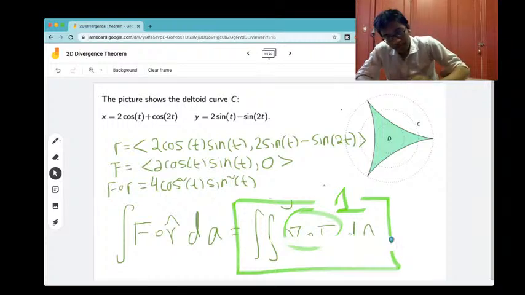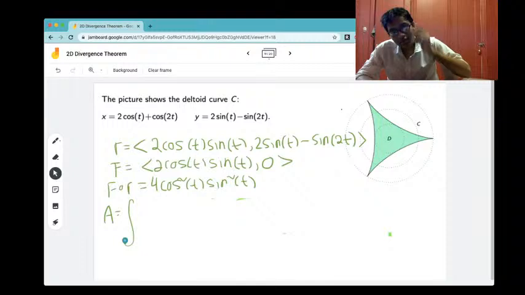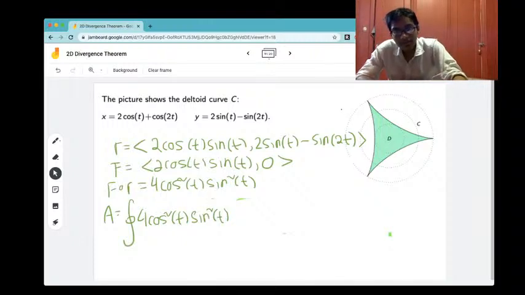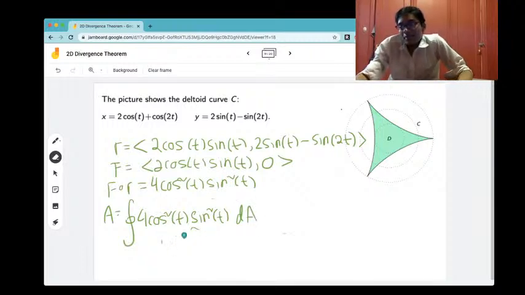Okay, so now I can say that the area of my deltoid is going to be the line integral of this 4 cosine squared of t sine squared of t. Should I multiply it by anything? I don't think so, right? I think that's pretty much it, unless I missed something, because I was supposed to do F dot r, right, times dA. Okay, so that's F dot r right there. Okay, and I have to calculate the line integral, right? I mean, from here on, it's pretty much simple, right?